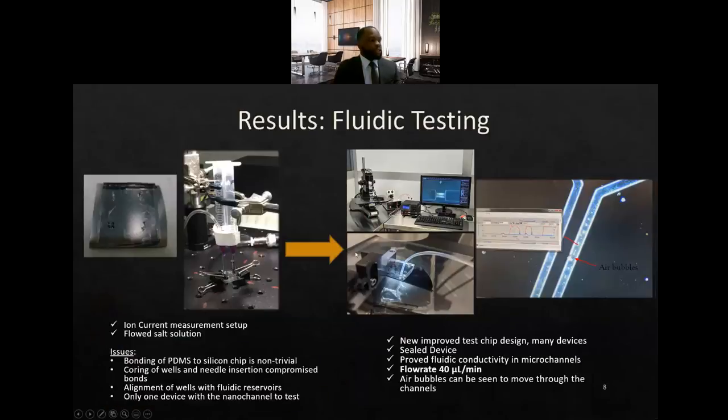So, as I said before, some earlier testing that we did, kind of our initial attempt of this process, we had an ion current measurement setup and we tried to flow salt solution through the device. However, some issue occurred in which the bonding of PDMS and silicon chip proved non-trivial. The coring of the wells and needle insertion somewhat compromised the bonds, as well as some other issues. But with our new improved test chip design, we managed to conquer, or get rid of, most of those issues, for lack of a better term.